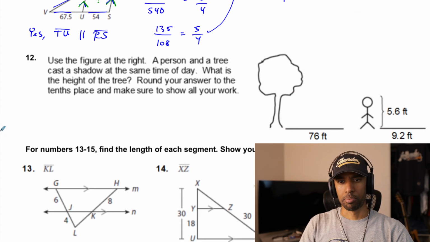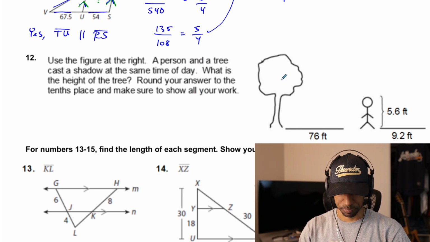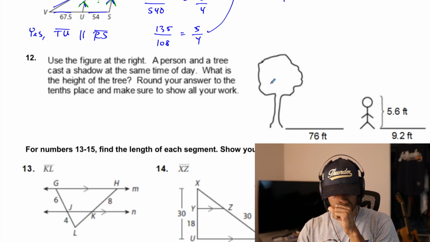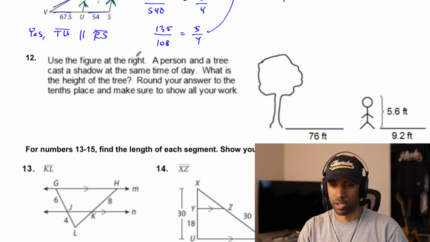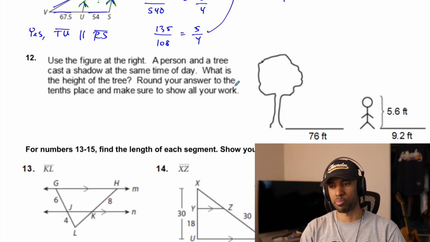All right, a bit of a word problem, and my class didn't do too many word problems with similarity and triangles, but it's really working things out. Use the figure. A person and a tree cast a shadow at the same time of day. What is the height of the tree? Round your answer to the tens place and make sure to show all your work.